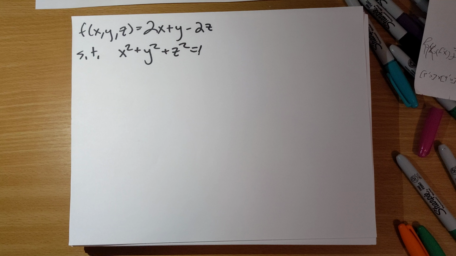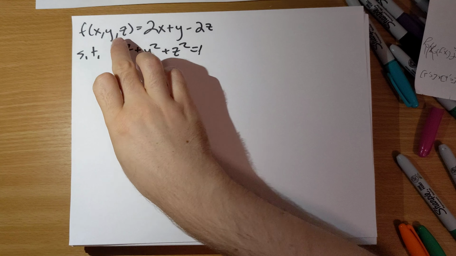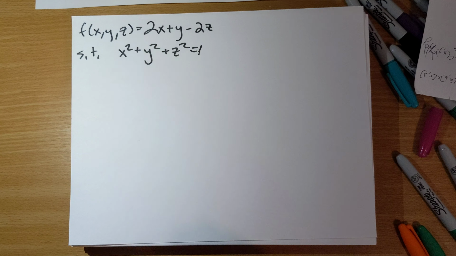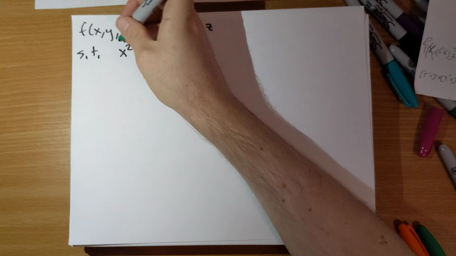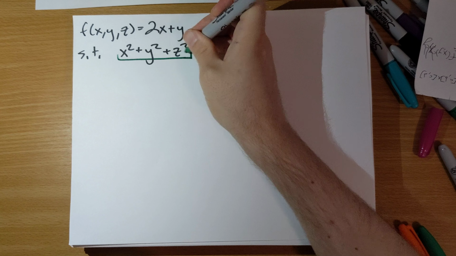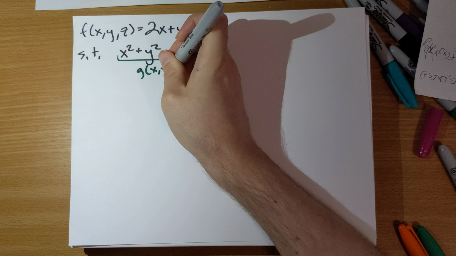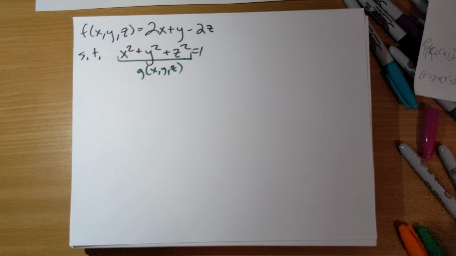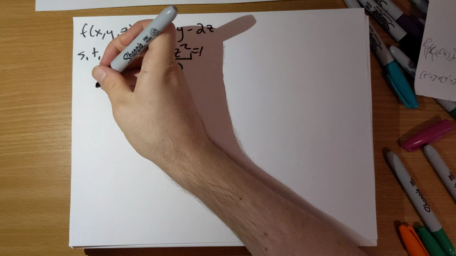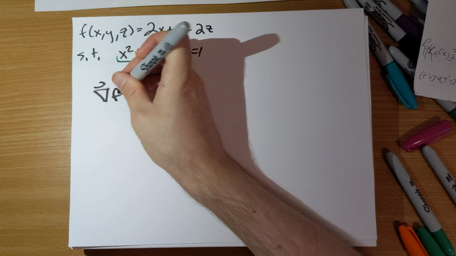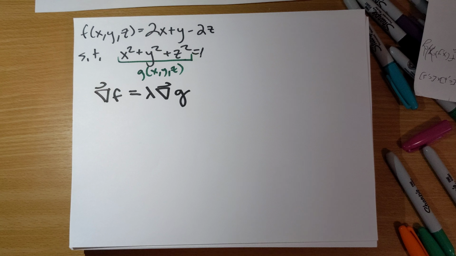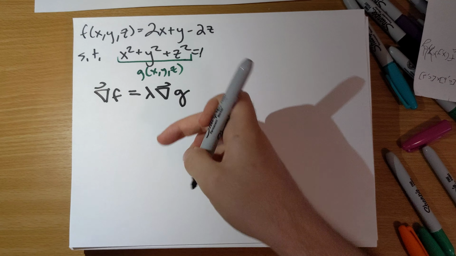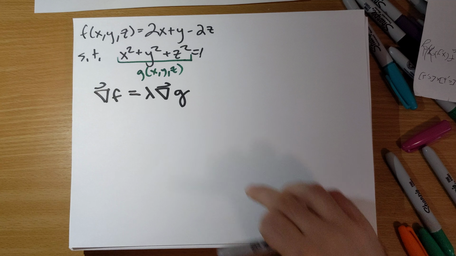Use the Lagrange multiplier method to find the maximum values of f of x, y, z, which is 2x plus y minus 2z, subject to this constraint here. So we're going to call this g of x, y, and z. What are our Lagrange equations? The gradient of f is equal to lambda times the gradient of g. And then we'll also have g is equal to 1.